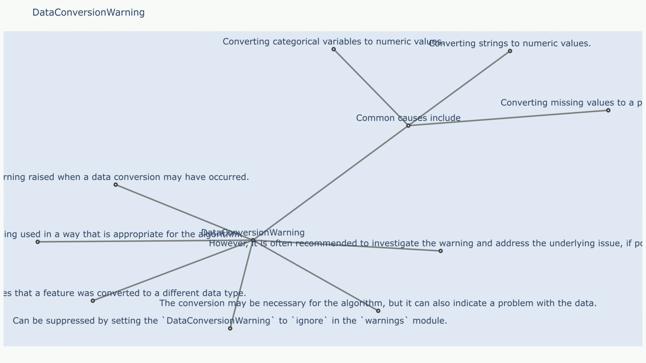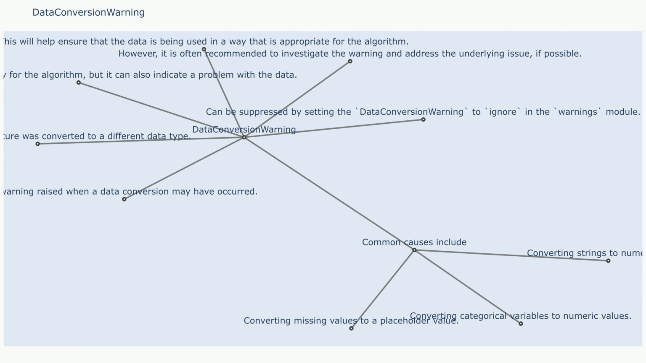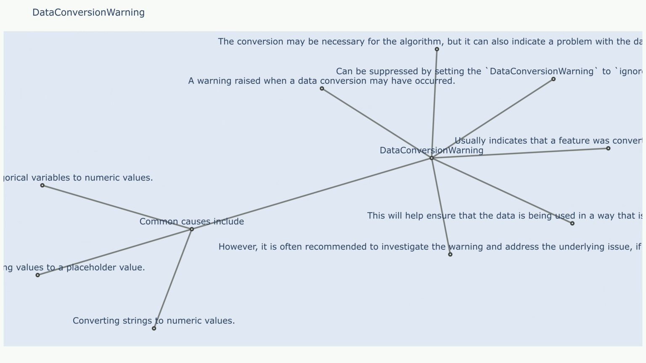3. Data scaling. Some algorithms require data to be scaled within a specific range, e.g. between 0 and 1. If your data is not scaled appropriately, the warning might indicate that sklearn is trying to automatically scale it. Example: using StandardScaler to scale a dataset without explicitly defining the desired range.